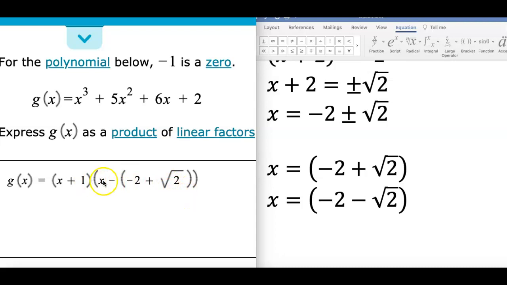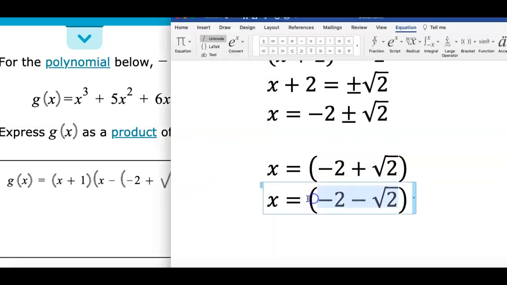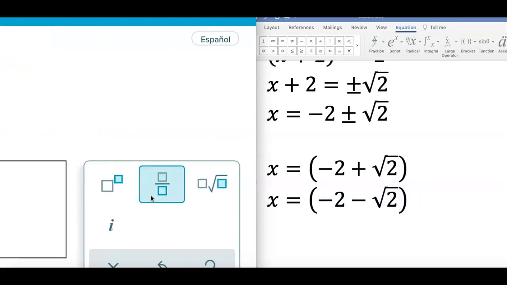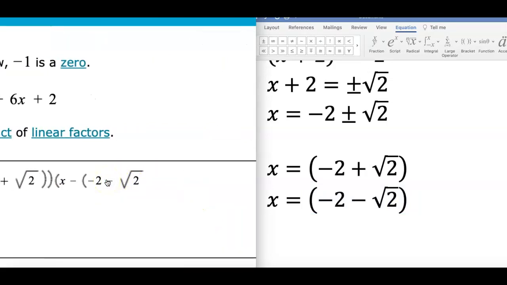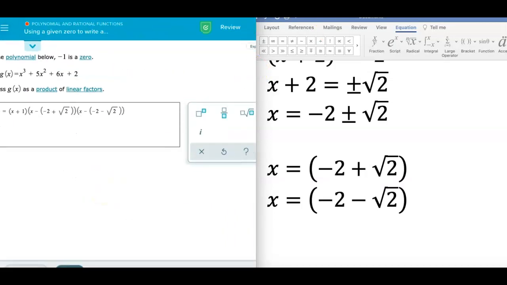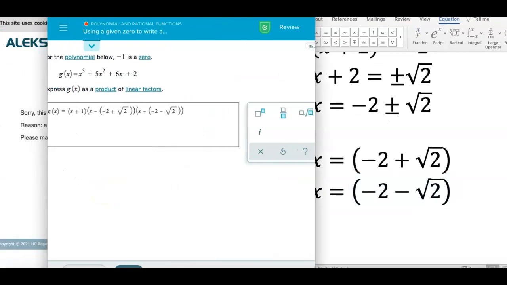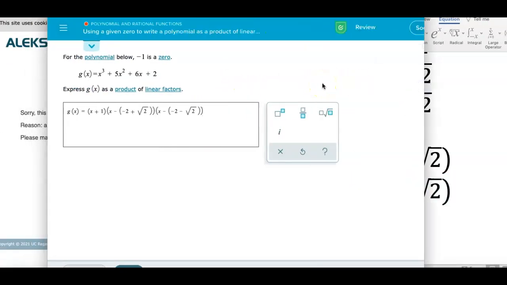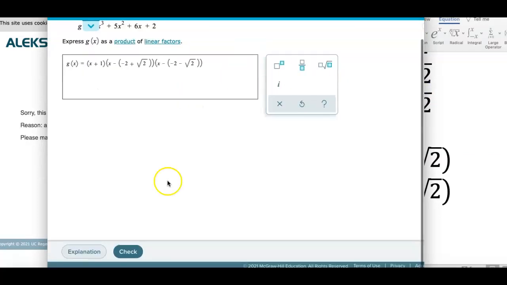It's always x minus. It's always one of these zeros. The other one, parenthesis, x minus. And I need to put this guy in there this time. Another parenthesis opening, negative 2 minus square root of 2. So that is how I will enter my final answer. But I need to do some side work to find the zeros. And these are very similar to the last page, the last example that we went over. So let me go ahead and click on check.